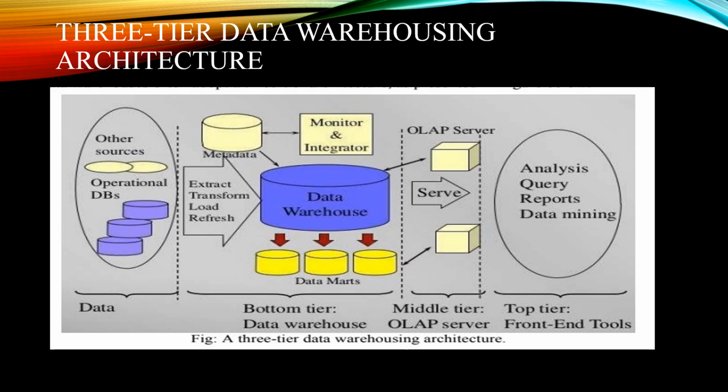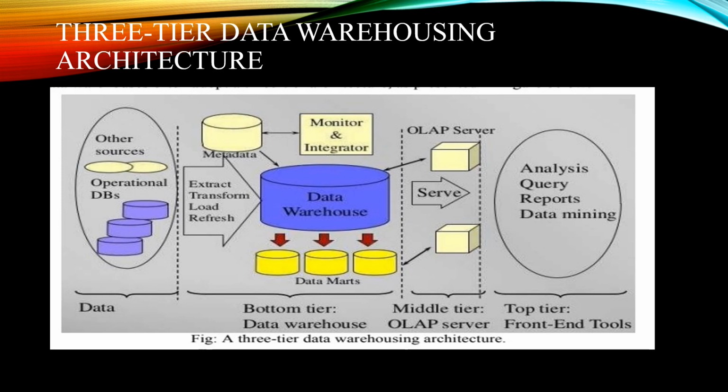These data are extracted by the underlying DBMS and allow the client programs to generate the SQL code to be executed at a server. Example, gateways include Open Database Connectivity and Object Linking and Embedding Database by Microsoft, and Java Database Connectivity. This tier also contains a metadata repository which stores the information about the data warehouse and its contents.